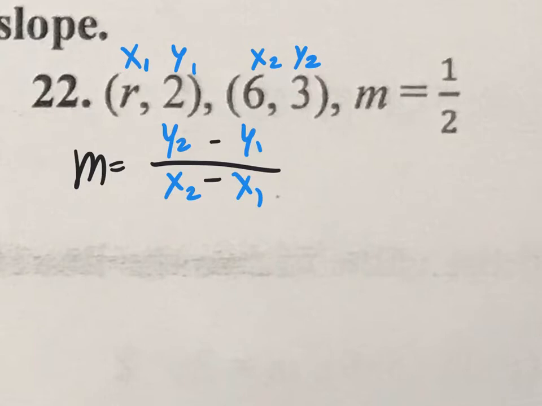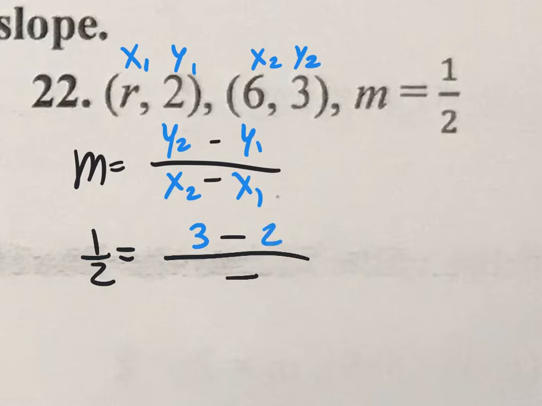So you could actually plug in the 1/2 right here in place of m, or you could put it on this side, or whatever you want. On the other one, I put the m on this side. Let me put this 1/2 over here. So here's my equation. 1/2 equals y2 minus y1 over x2 minus x1. y2 is 3, y1 is 2, x2 is 6, x1 is r.